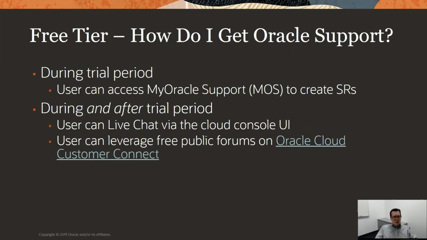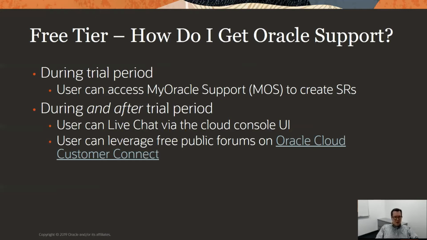So another common question, how do I get support? You do get Oracle support. You get a CSI number. You get access to MOS during the trial period. If you transition into exclusively always free, you don't get Oracle support, the full paid premier support, 24/7, people answering the phone and so forth. You don't get that if you're an exclusively always free only account, just using the always free stuff. But you do get access to free public forums like Cloud Customer Connect. You get a live chat box in the console UI. You get the documentation. You get other things.